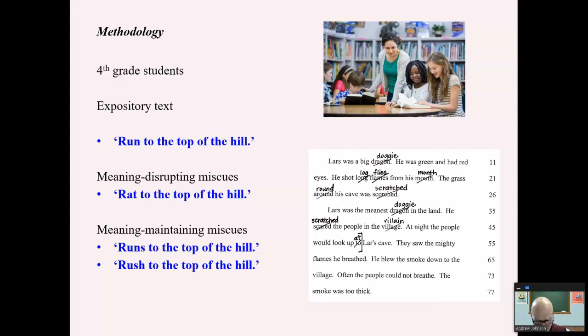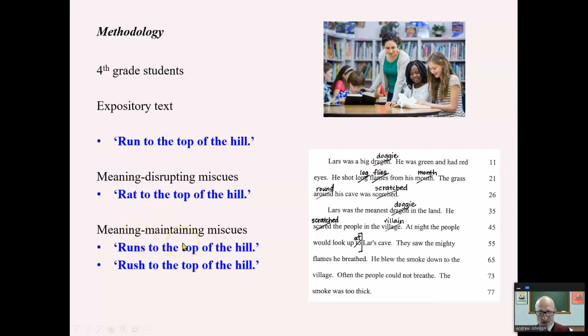There are 2 types of miscues. There's a meaning disrupting miscue. Instead of "run to the top of the hill," the reader says "rat to the top of the hill." All right. Meaning is disrupted. This does not make sense. That is a meaning disrupting miscue.